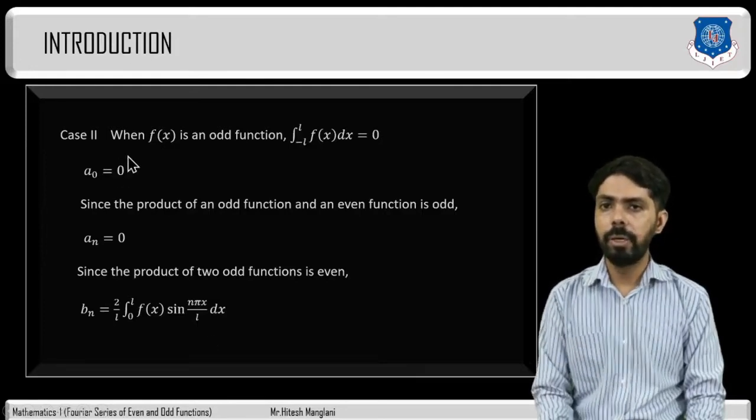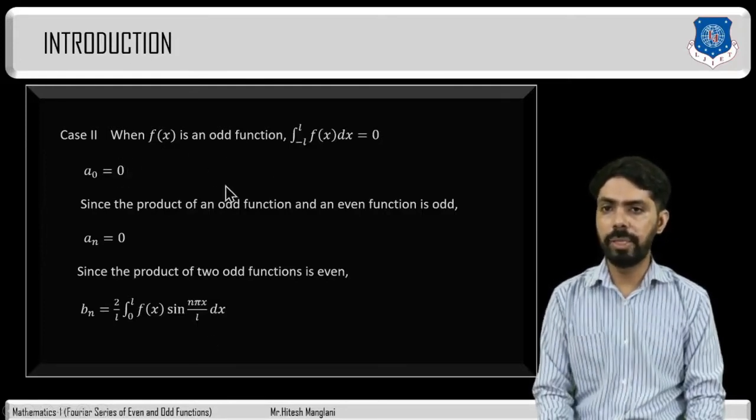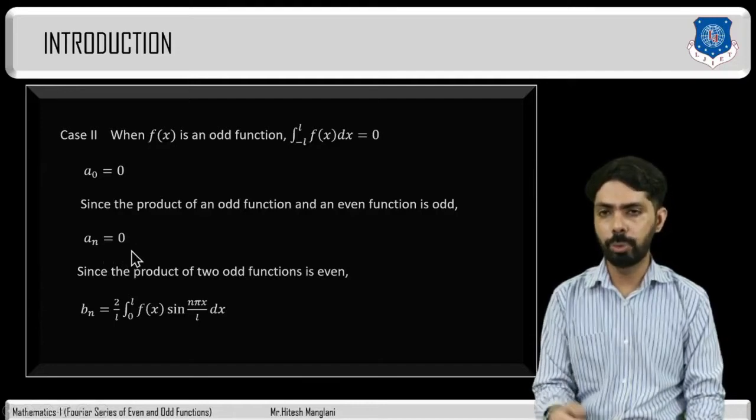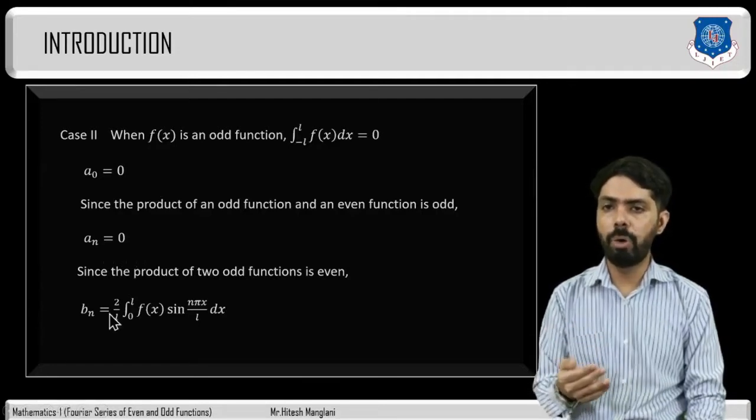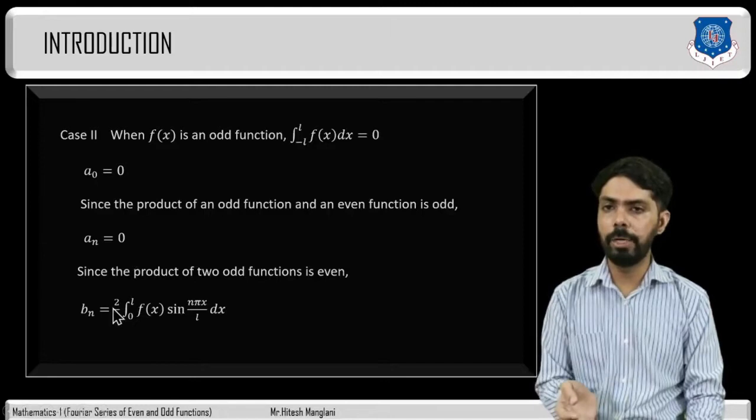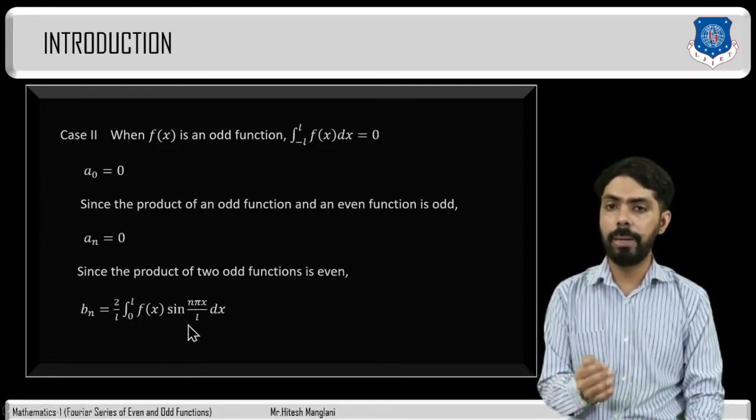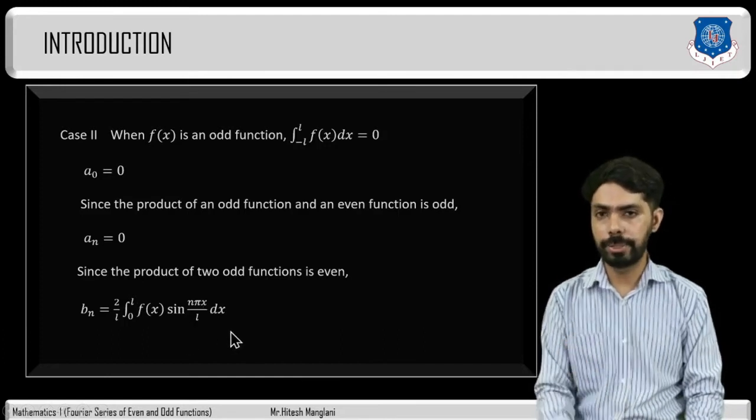So whenever the function is an odd function, there is no need to find a0 and an, because a0 and an are 0. We will find only bn, which is given by 2 divided by L, integration from 0 to L, f of x into sin(n pi x divided by L) dx.